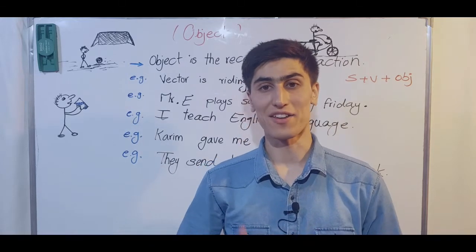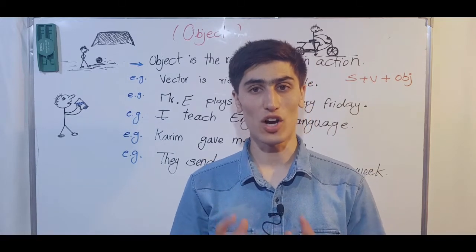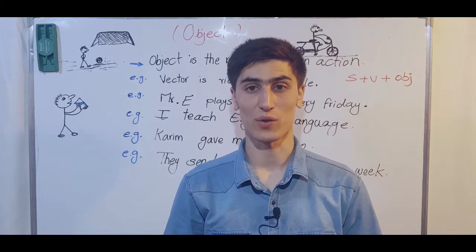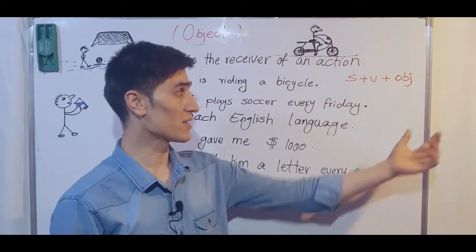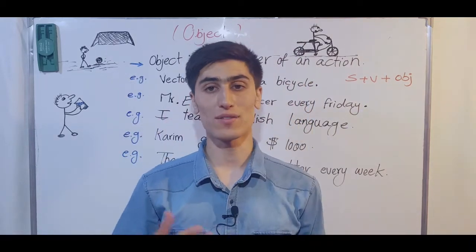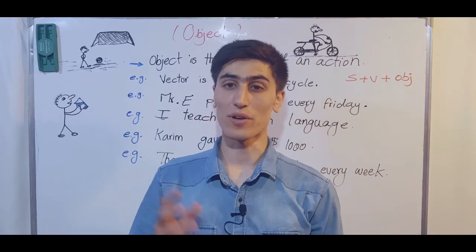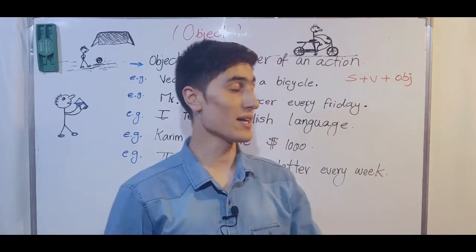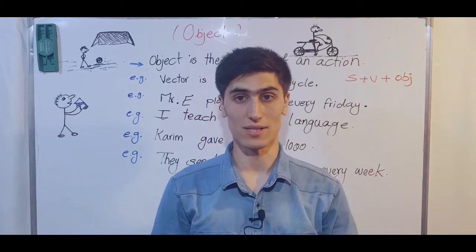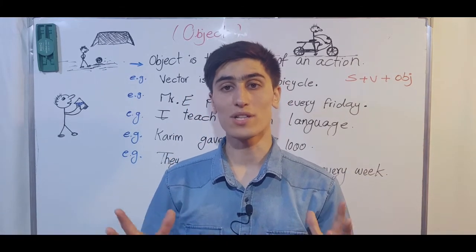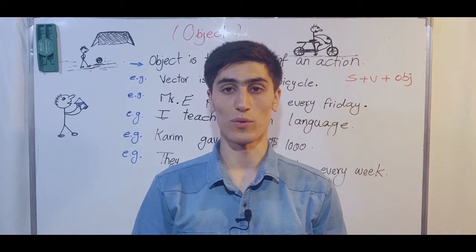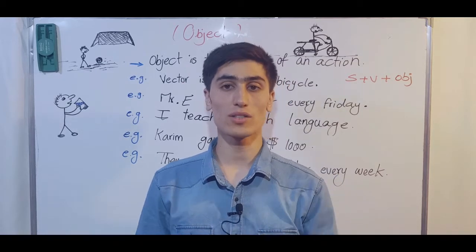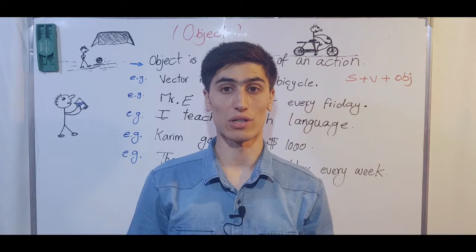I am Mujib, and in this video I'm going to talk about object. As you know, object is another part of a sentence. In my previous video I talked about the subject of the sentence, and today I'm going to talk about the object of a sentence. Objects are two. We have two types of object. One is direct object and the other one is indirect object.